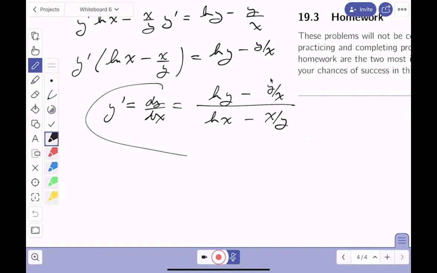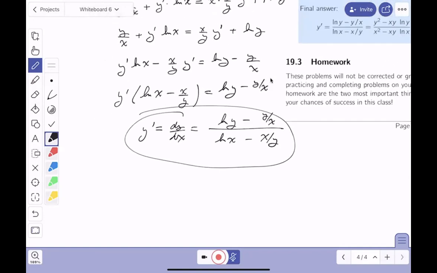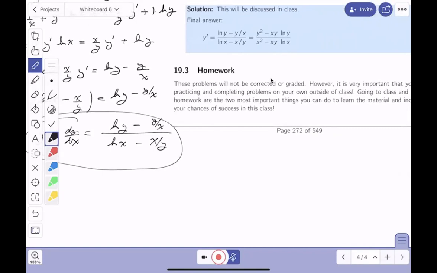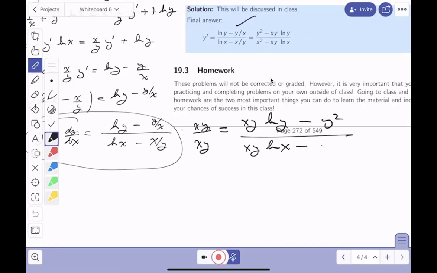I realize what someone's going to say: oh, I'll memorize that guy because it's just too much work. I get the answer here. Someone says, what do they do next? Well, let's go through that. It looks like they multiply top and bottom by xy. And what would they end up with? xy ln y minus y squared. What do they get in the bottom? xy ln x minus x squared.